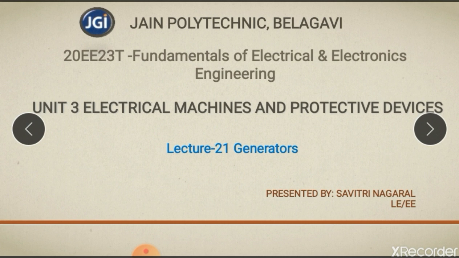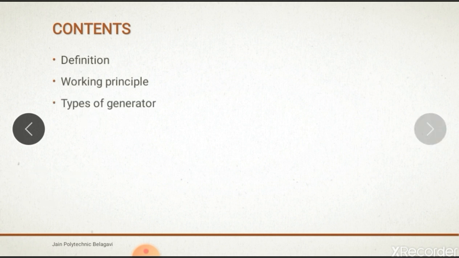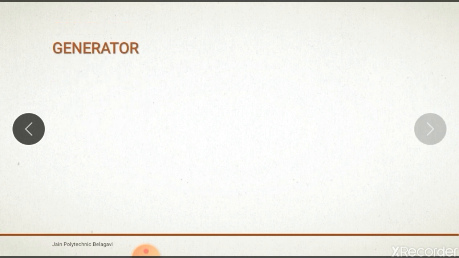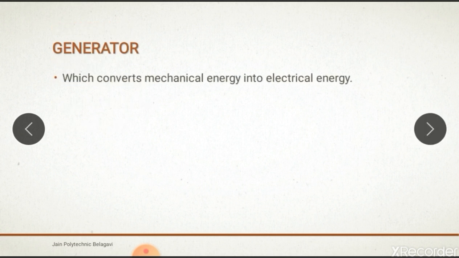In this lecture, we are going to study Unit 3, Electrical Machines and Protective Devices. In that, generators. Contents: definition, working principle, types of generator, and applications of generator. Generator. First we'll know what is meant by generator, which converts mechanical energy into electrical energy.